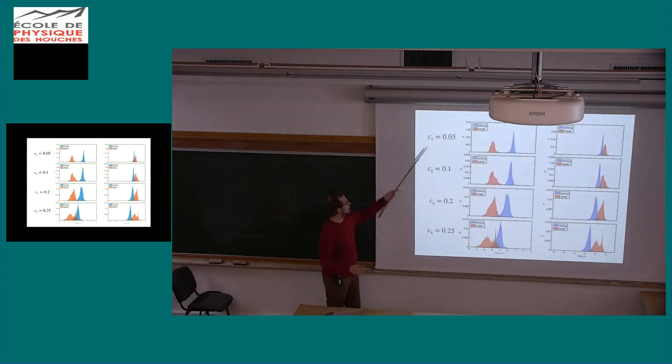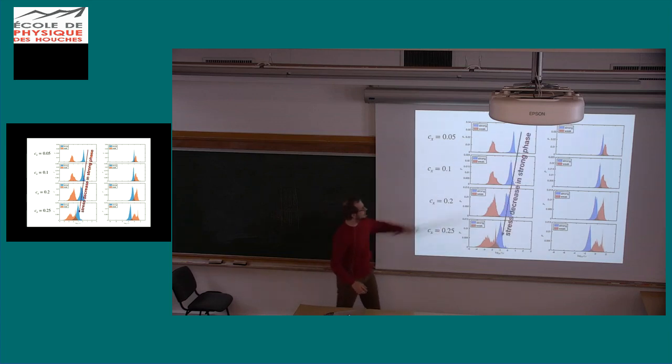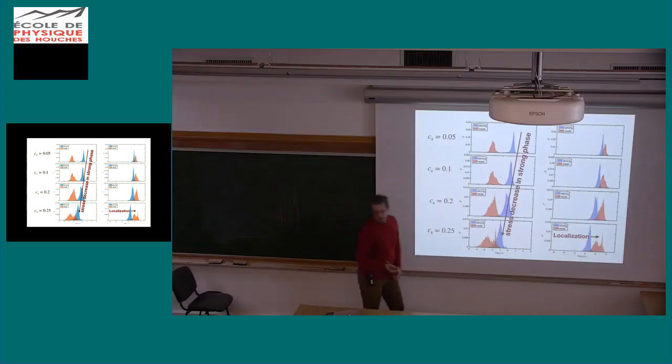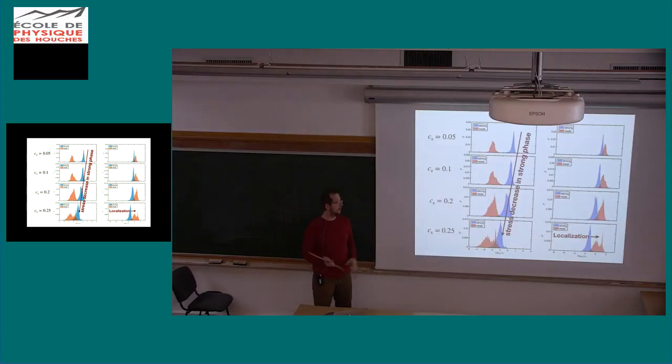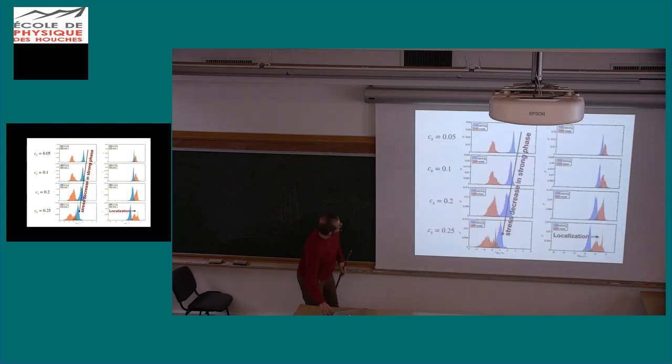So you can do that for different elongations, and you can look at all those distributions, and in the end you see the stress drop in the strong phase, and you also see the localization here. So in essence, not surprising, the more you elongate your inclusions, the weaker the material becomes. I mean, this is also if it's elongated in the shear direction. So this is also not that surprising so far. Oh wait, other direction.